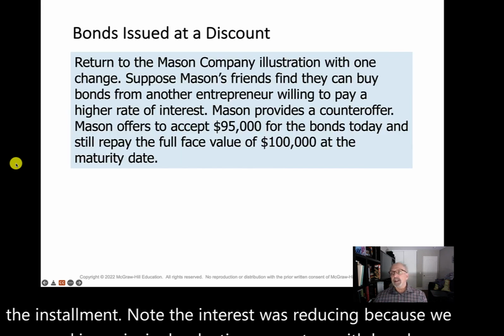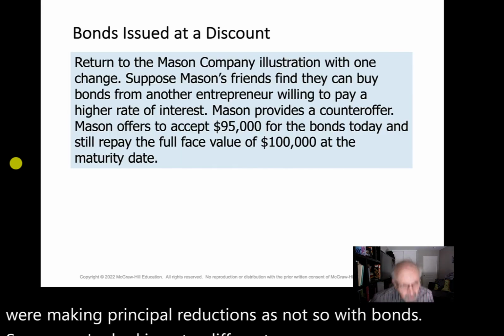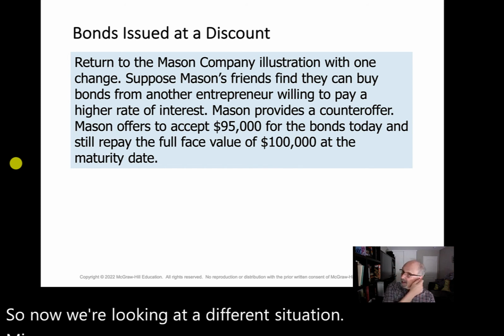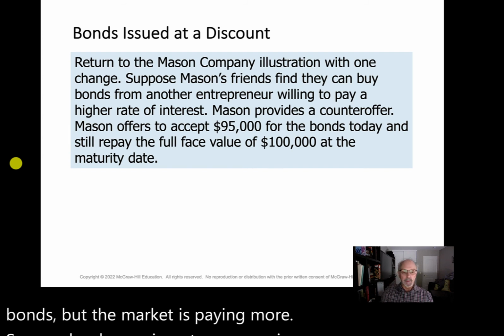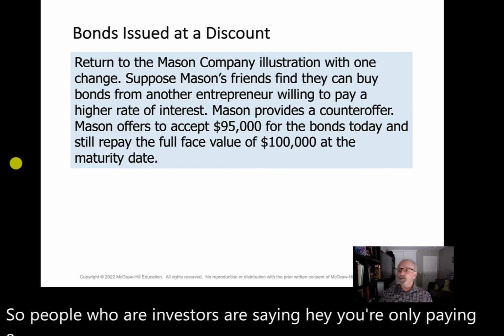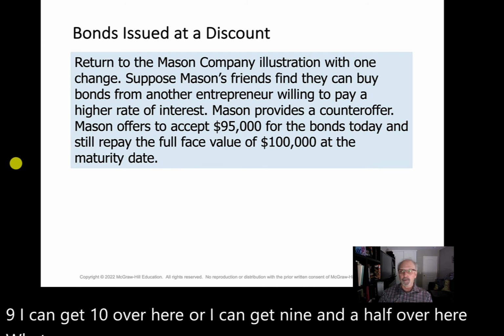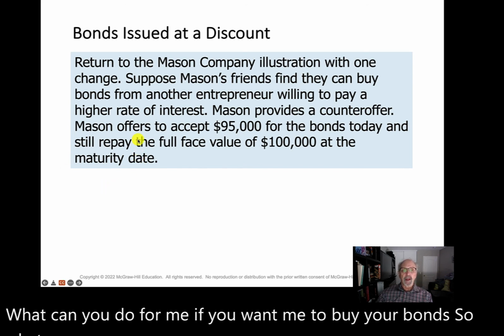So now we're looking at a different situation. Miss Marsha Mason is offering a 9% interest rate on her bonds, but the market is paying more. So investors are saying, hey, you're only paying 9%. I can get 10% over here, or I can get 9.5% over here. What can you do for me if you want me to buy your bonds? So what Mason says is, I'll sell you my face value $100,000 bonds for $95,000.